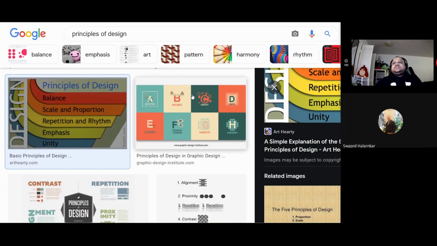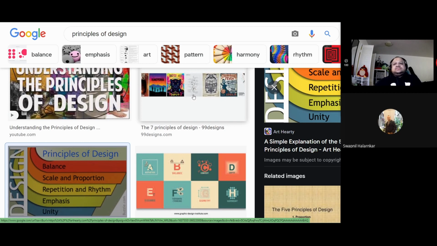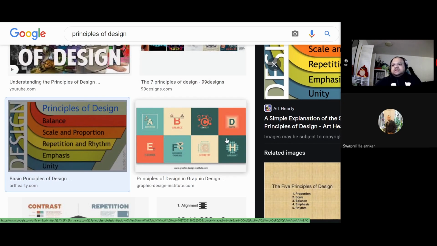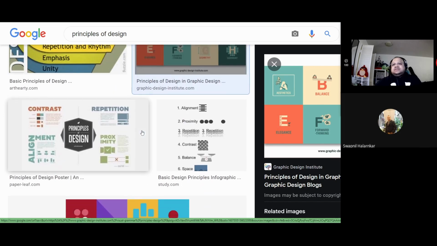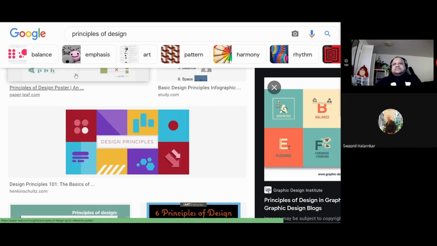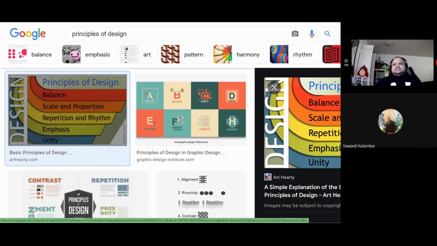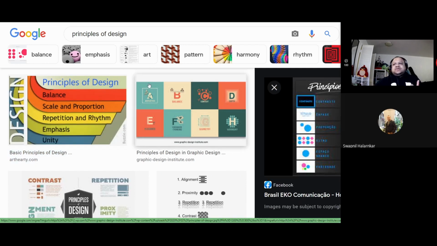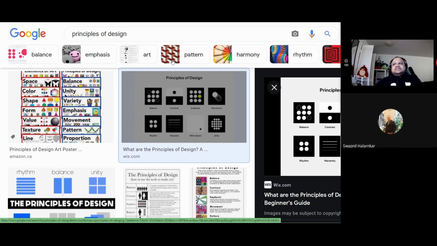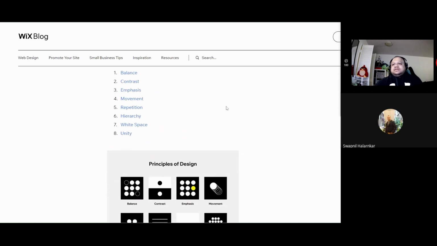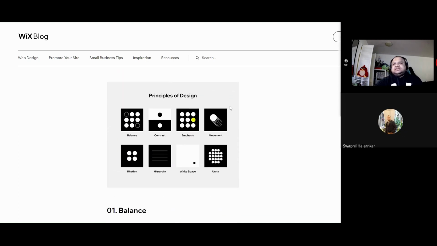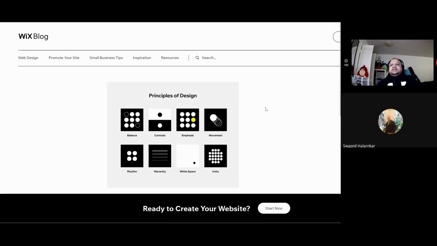Does anyone know any of the principles who can explain to me? Like I told you, these are the different principles. Has anyone come across principles of design at any time? No? Okay. Yeah, Pallavi, she has come across it, so she can tell us. We have some of these here.